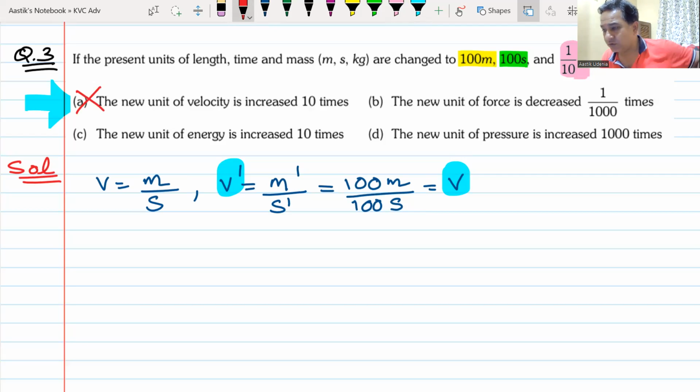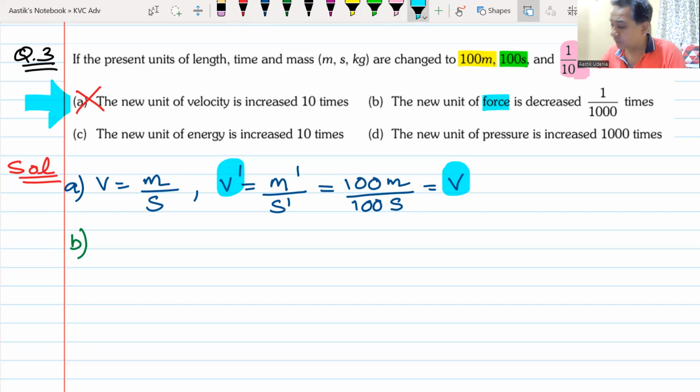Everyone got this? Yes or no? Can I have raised hands from everyone that we understand this? Yes, sir. This was option A, which was wrong. Let me move on to option B, the second option.